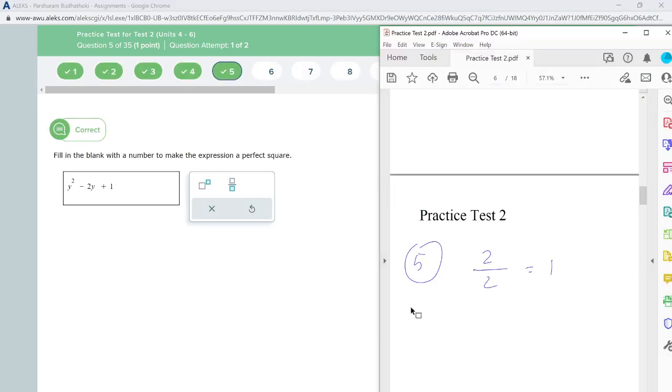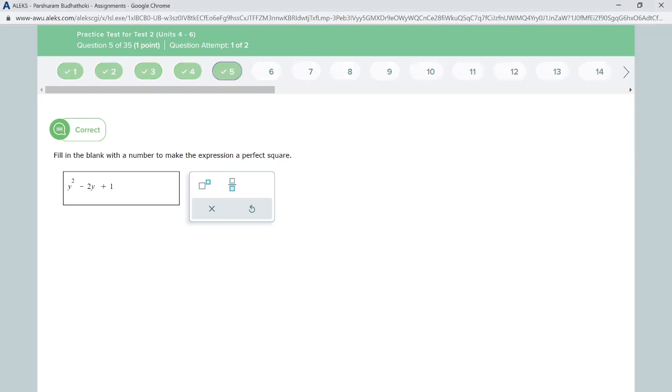By doing that, if you look here, it's actually y squared minus 2 times y times 1 plus 1 squared. It can be written as y minus 1 squared, and the sign is coming from this. So this is actually (y minus 1) whole squared. It's a complete square.